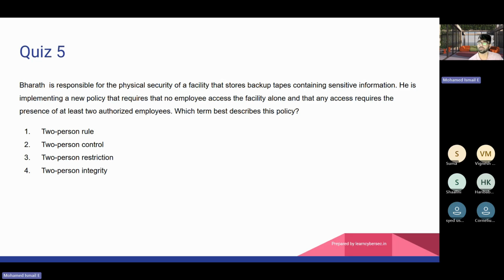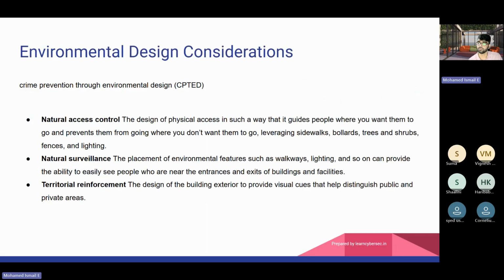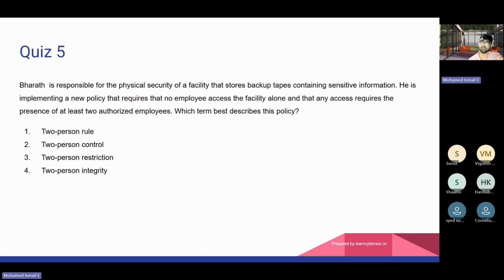So at times you may confuse two-person control or two-person integrity. Which one do I need to select? Here we need to find the most suitable one, the best answer. Wherever you feel one is less suitable or least suitable, you can eliminate it. But you can get familiar with these types of questions when you take more practice questions.